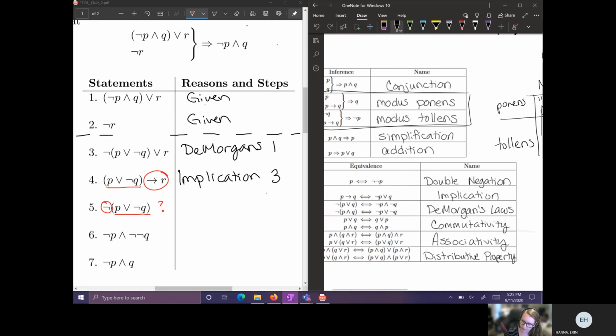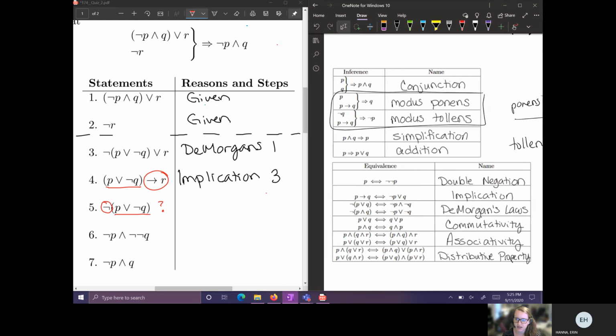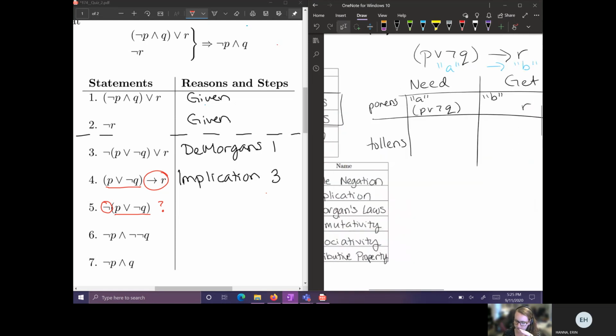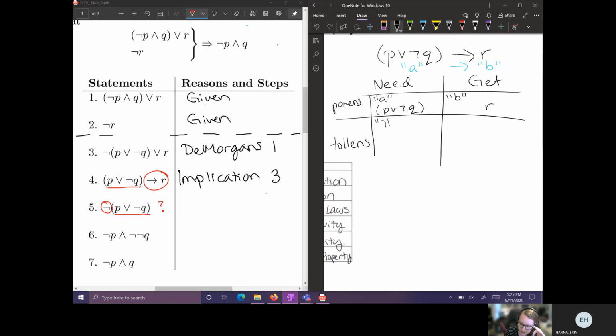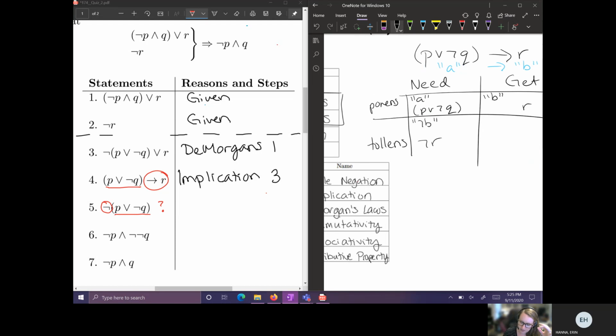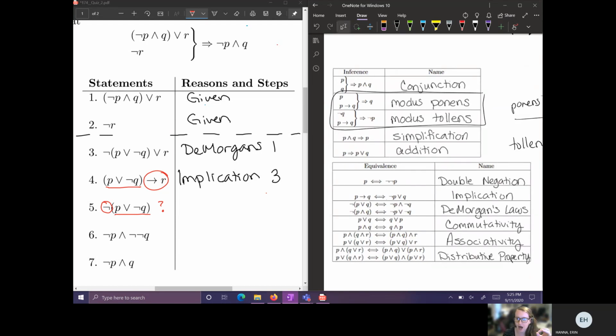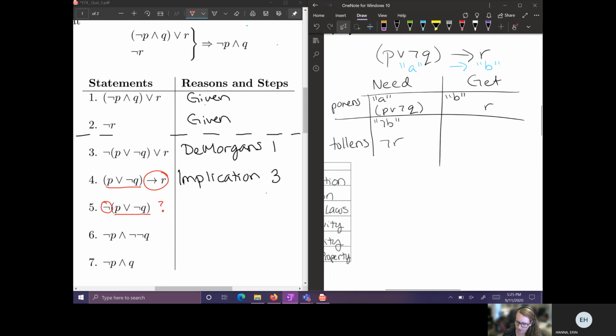Well, what do we need and what do we get from Tollens? From Tollens, we need a not whatever the conclusion is. So in this case, we'd need a not B, so not R. And what do we get from Tollens? We get the negation of the hypothesis. So we'd get not A, which would be not P or not Q. So looking at that idea of what we would need and what we would get from either of those modus rules, does it seem like we know which one we might have used?